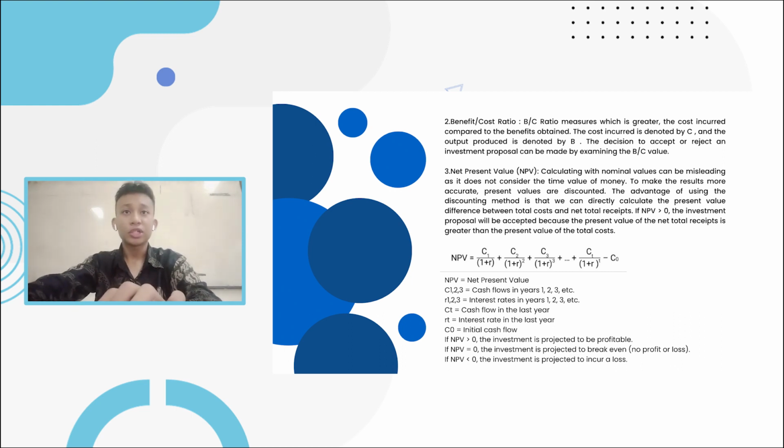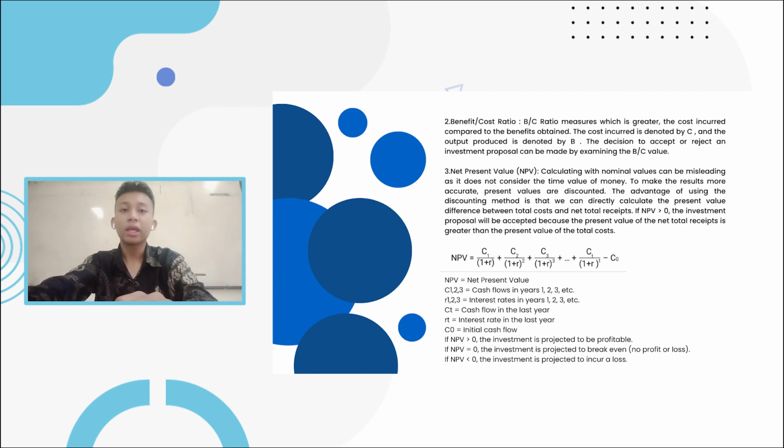Benefit or cost ratio measures which is greater, the cost incurred or the benefits obtained. The cost incurred is denoted by C, and the output produced is denoted by B. The decision to accept or reject an investment proposal can be made by examining the B over C value.